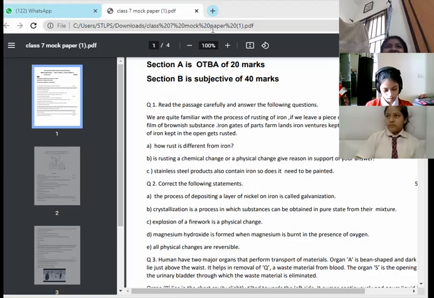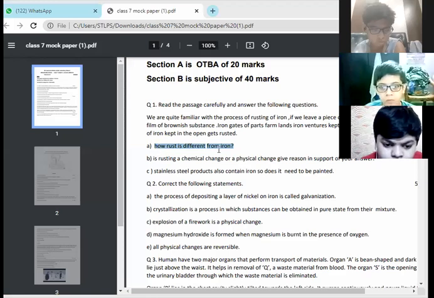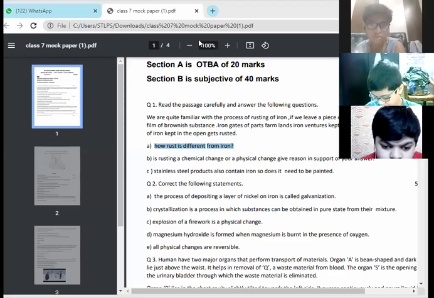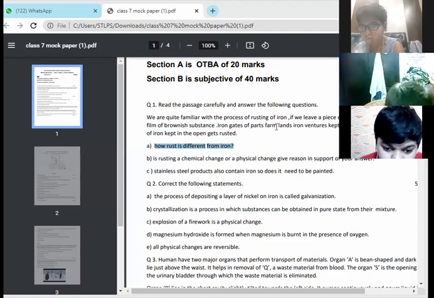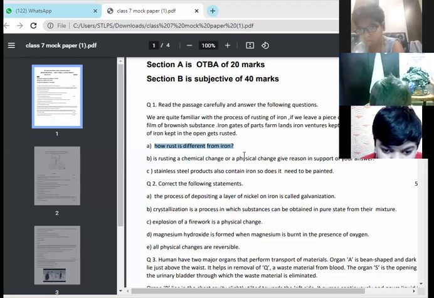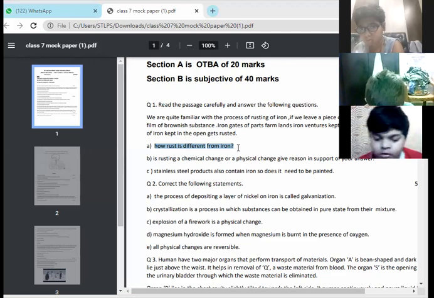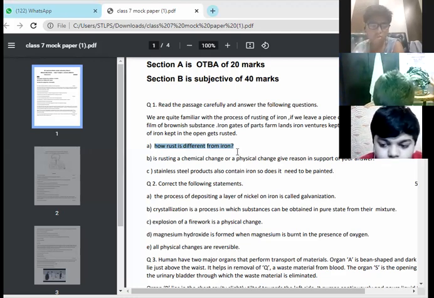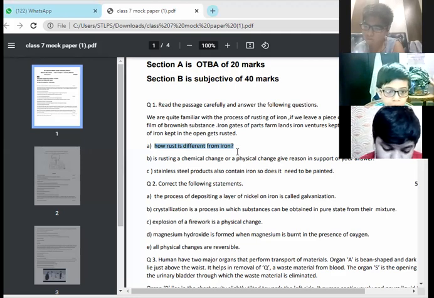Can I have the answer? Ma'am, may I give? Yes, Vansh Sharma. Rust is different from iron. Iron is a metal and rusting is the brown coating of iron oxide developed on the iron surface. It is due to air and moisture. Yes, very good.